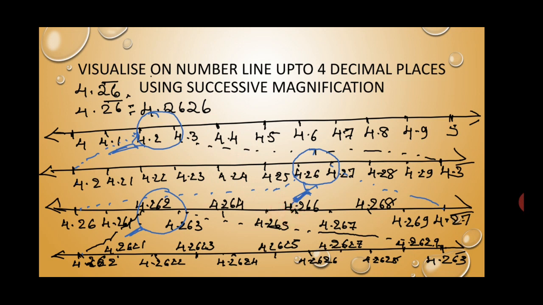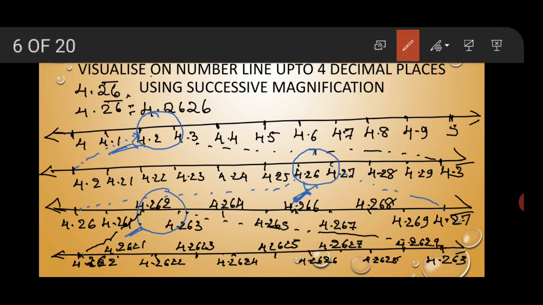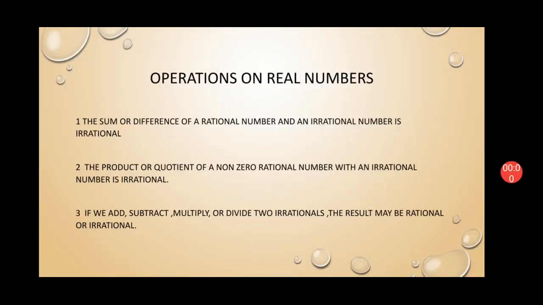Definitely the point is here. 4.2626 is here. So mark that point. This is 4.2626. In this way we can locate any given rational numbers or real numbers on the number line using successive magnification.